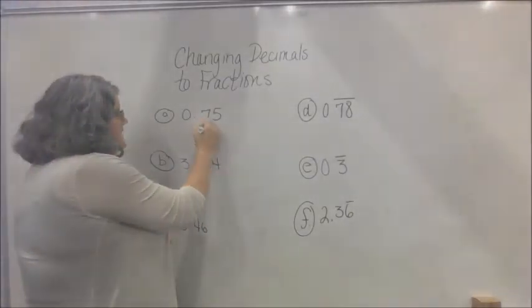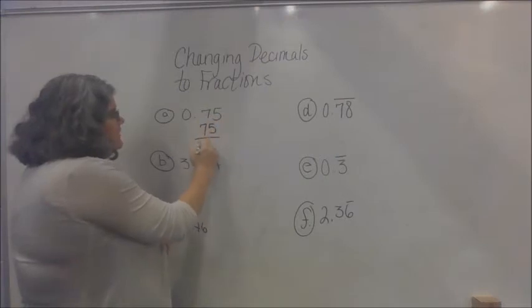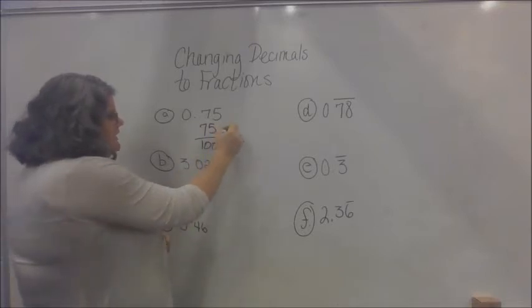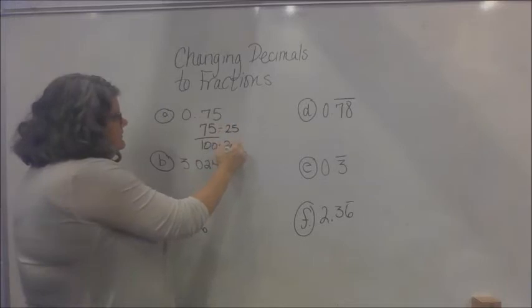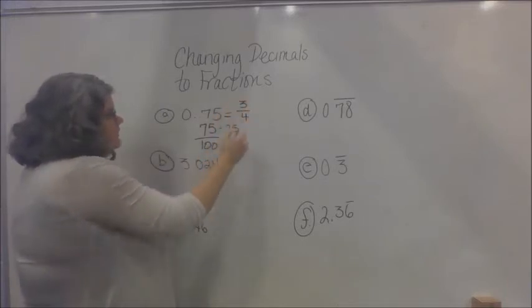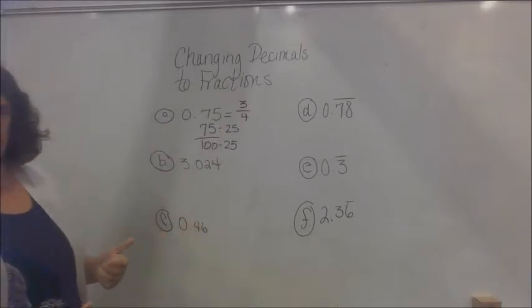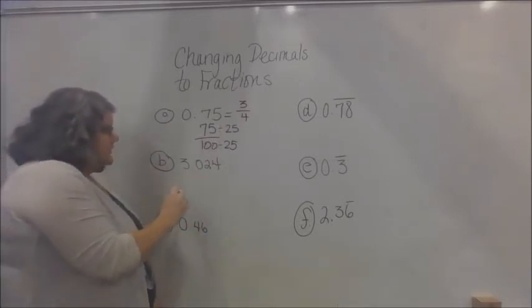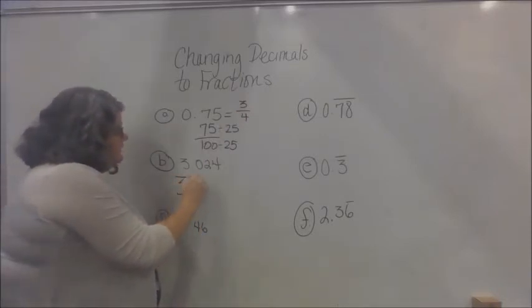So I'm going to write this as 75 over 100, and then I notice that both of these can be divided by 25, and I get that this is 3/4. Okay. So here I will read this as 3 and 24.